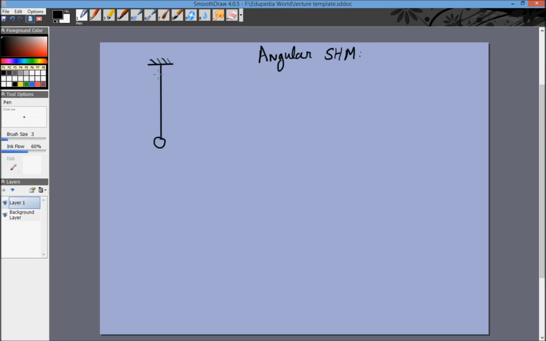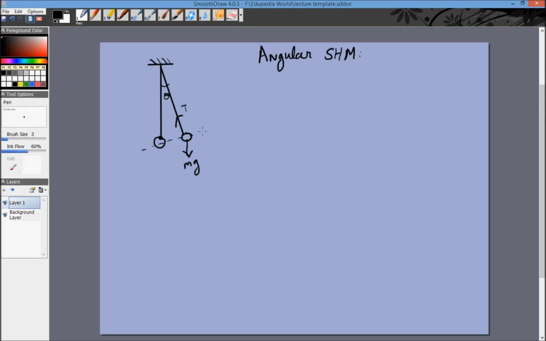Okay. So what will happen if we tilt this by an amount theta? Right now this object is at rest because there is mg acting downwards and tension acting upwards, which will balance each other. At this point it can't be at rest. Mg is acting downwards and tension is acting in this direction, right?